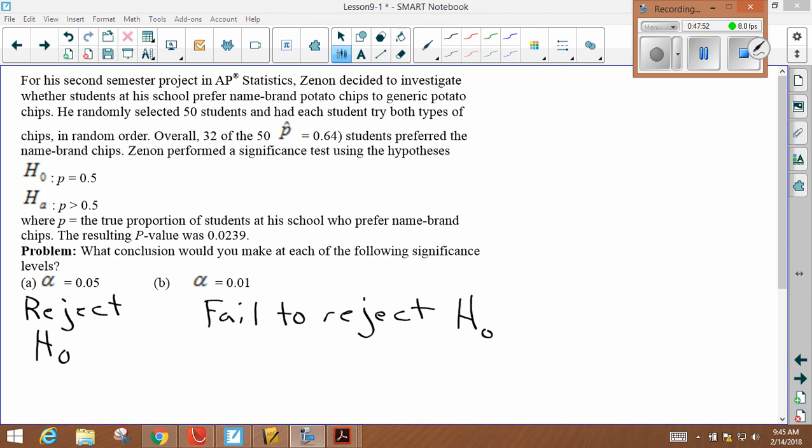And if we fail to reject H0, our null hypothesis, then we would say that there is not convincing evidence that the actual proportion is greater than 0.5, and thus we don't have convincing evidence that kids prefer name brand potato chips. Lots of talking, lots of words. We're going to do lots of writing as well. So our answers are going to have lots of logical statements in sentences. It's just part of it.